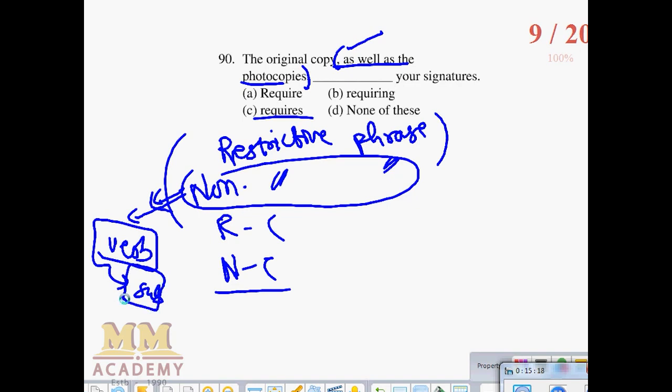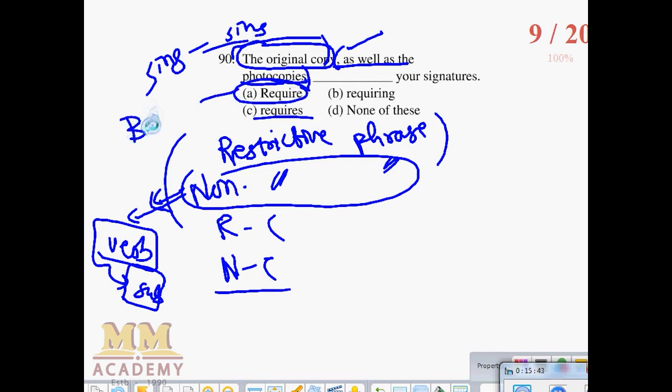So the original copy that we have got is singular, right? And in the non-restrictive phrase, we have got photocopies, which is plural, but our verb will agree with the first subject, not with the non-restrictive phrase. So the original copy is singular and it needs a singular verb. If you look at the word "require," it is the base form of the verb. "Requiring" is the ing participle. "Requires" is the singular verb, and that is the right answer. So C is actually the right answer.